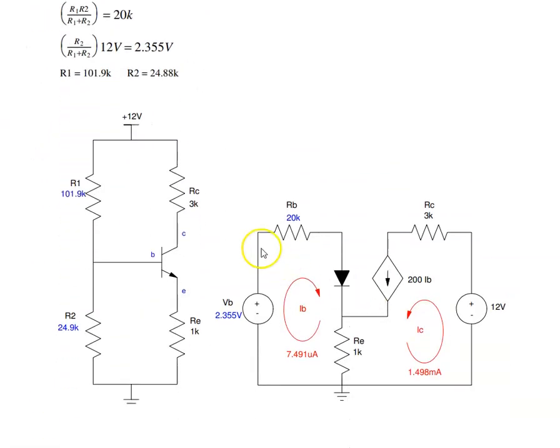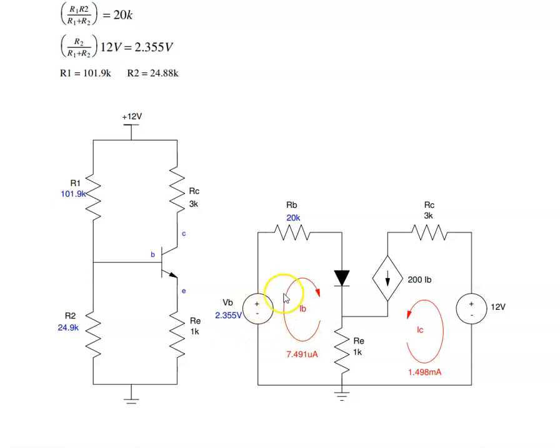Design is just go backwards. If I want the Q point to be 6 volts, I redraw the circuit. This is R1 parallel with R2, and there's your Thevenin equivalent at the base. If the Q point is supposed to be 6 volts, I can solve for IC. That's minus 12 volts plus IC RC plus 6 plus RE times (IC plus IB) equals 0. That gives you IC is 1.498 milliamps. IB then is 7.4 microamps.